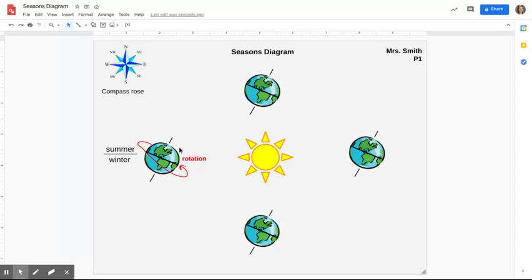So now that we have our first globe, our first model of Earth rotating with summer in the northern hemisphere and winter in the southern hemisphere, we're going to do the same thing for our other globes. Now, before we label our other seasons, it's important for us to make sure we know which way the Earth revolves. And the Earth revolves counterclockwise, the same direction that it's going to rotate. So I'm going to draw arrows here that show the Earth's revolution around the sun.